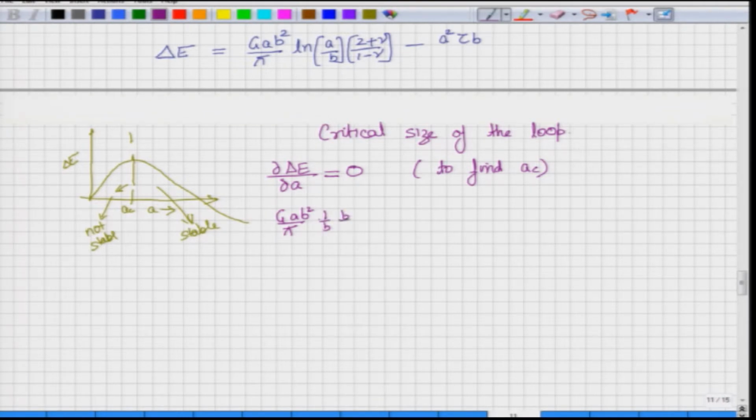1 by A by B becomes ln B by A, plus now this time we will keep this constant and we will differentiate this. So, this becomes G B square by pi, and this remains constant ln A by B, and the whole thing is multiplied by 2 plus nu by 1 minus nu, and differentiating this it is 2 A tau B. So, from here we can get the critical size. So, let us take this common.